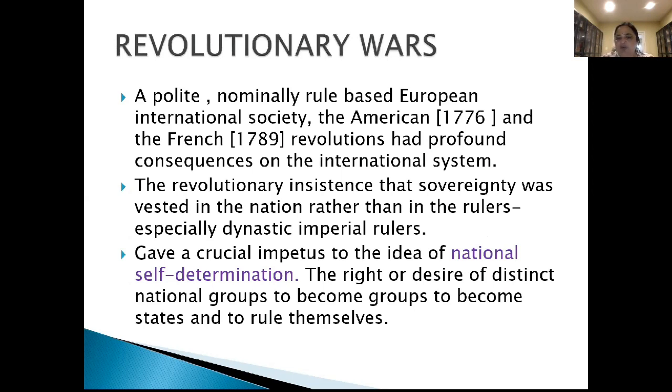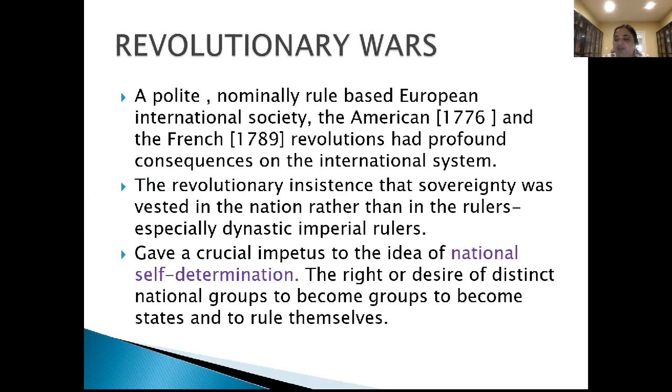Then you had the Revolutionary Wars, especially the American Revolution of 1776 and the French Revolution of 1789. Most of you know that these two revolutions had profound international consequences on the system. The revolutionary insistence that sovereignty must be vested in the nation rather than the rulers, especially dynastic rulers, was a huge paradigm shift in this period. And most of you know that the French Revolution's clarion call of liberty, equality, and fraternity literally went through the globe.